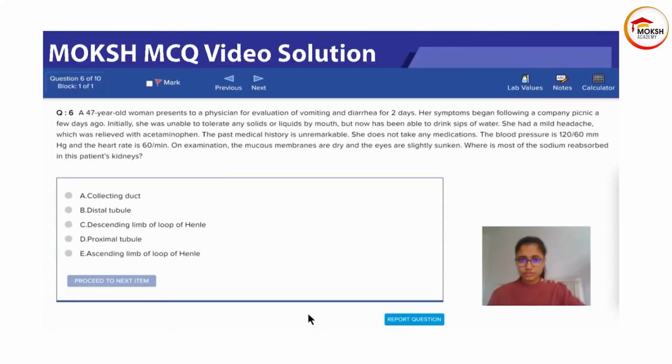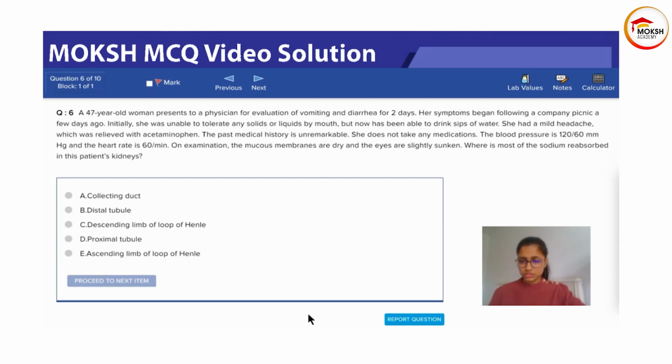47-year-old woman presents to the physician for evaluation of vomiting and diarrhea for 2 days. Her symptoms began following a company picnic a few days ago. Initially, she was unable to tolerate any solids or liquids by mouth, but now she has been able to drink sips of water. She had mild headache, which was relieved by acetaminophen.